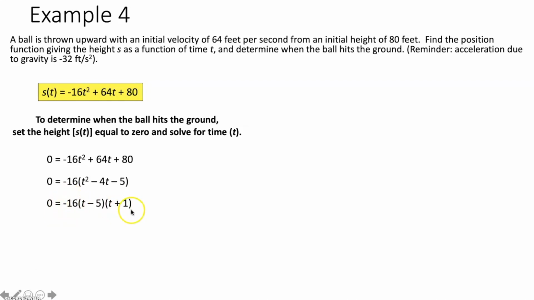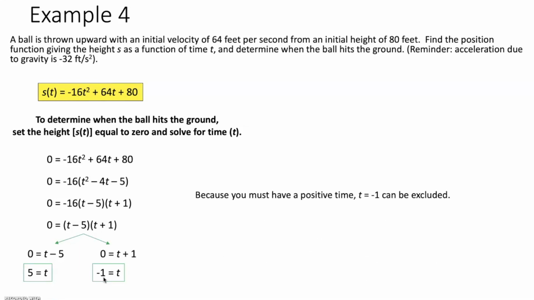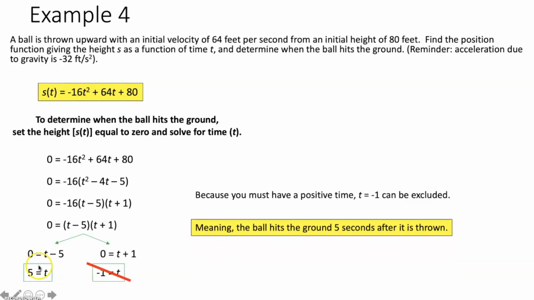So how do I solve this for t? Well, I can actually divide both sides by negative 16, and now I can solve this by using the zero product property. This times this equals 0, which means either this is equal to 0 or this is equal to 0. Here, I add 5 to both sides, I get t is equal to 5. Here, I subtract 1 from both sides, I get t is equal to negative 1, meaning I have two solutions, or do I? t equals negative 1 means negative 1 second after I throw the ball it hits the ground. No, that doesn't make any sense, so I'm not going to use negative 1 as one of my answers. Instead, my only answer is t equals 5, meaning 5 seconds after the ball is thrown, it's going to hit the ground.